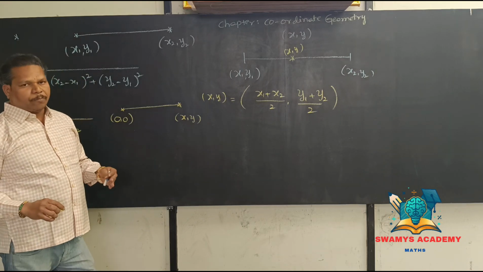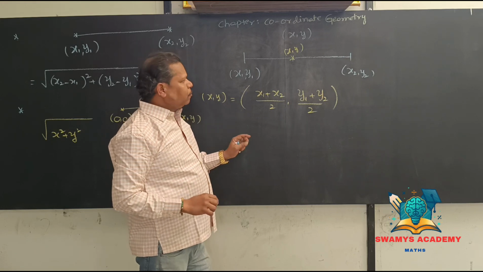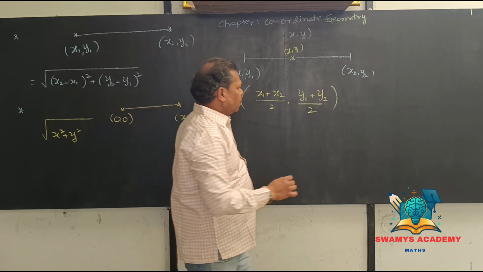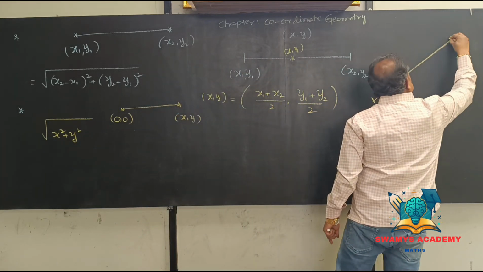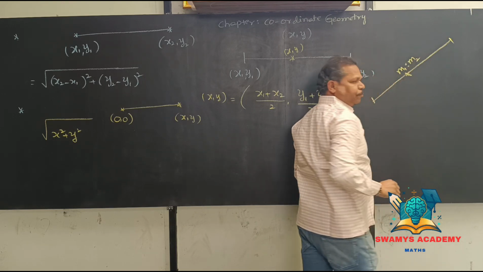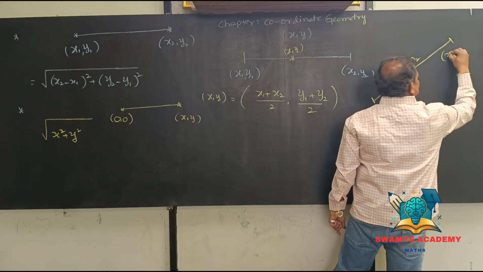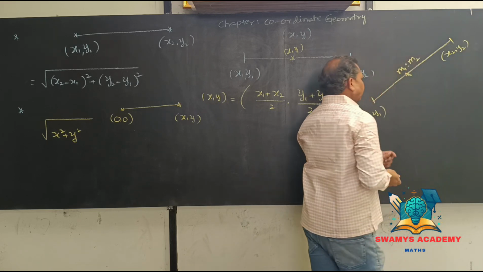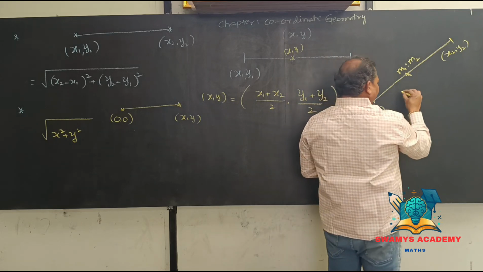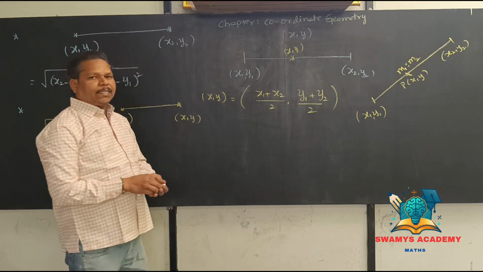If the ratio and two coordinates are given, we find the coordinates dividing them in that ratio. For example, the ratio is taken as m1 is to m2, with x1 comma y1 and x2 comma y2. Once again the question: if the ratio and two coordinates are given, to find the values of P x comma y, we call this the section formula.